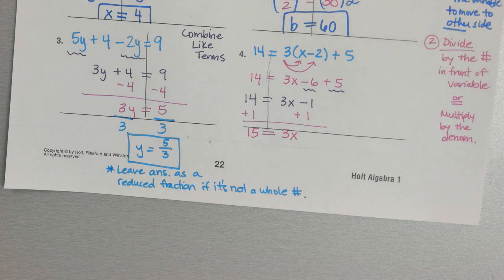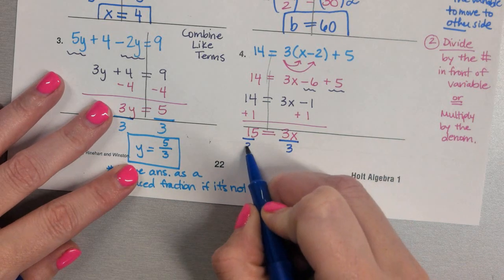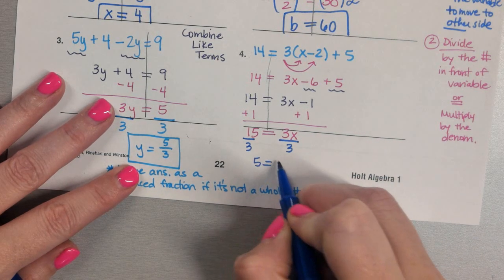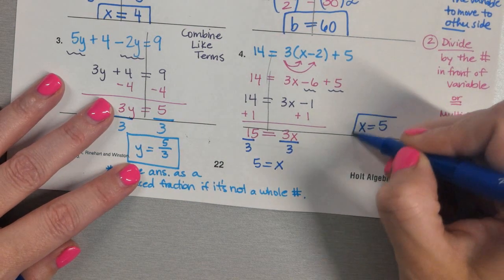So I only want x, so what do I have to do to both sides? Divide. When you show division, this is what I need to see. Okay? And you can leave it as 5 equals x, or you can put on the line x equals 5.